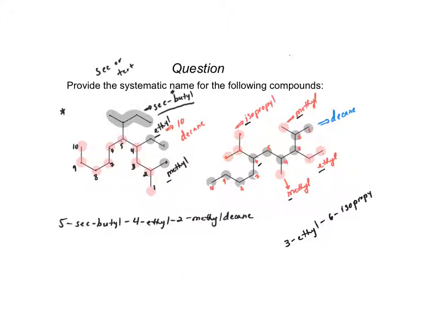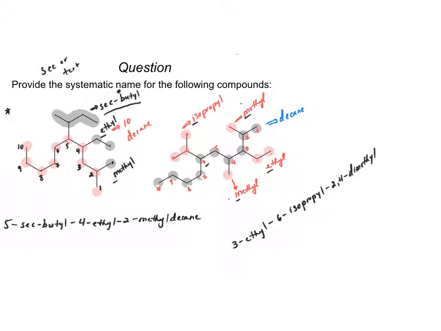Isopropyl. Then we've got a methyl and a methyl, and this is at 2,4. So 2,4 dimethyl. Again, we use the di because there are 2 of them. And so that's all of our substituents. Finally, we end it in our parent chain, so dimethyl decane. So 3 ethyl, 6 isopropyl, 2,4 dimethyl decane. Okay, so that is naming in a nutshell.